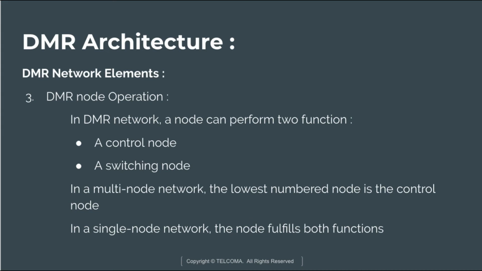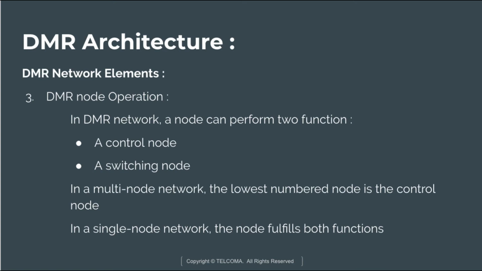Next is the DMR node operation. So here in a DMR network, a node can perform two functions, a control node and a switching node. There is only one control node in a network. The control node will validate all call requests, set up and clear down all calls, and send call control messages and routing instructions to the base station.